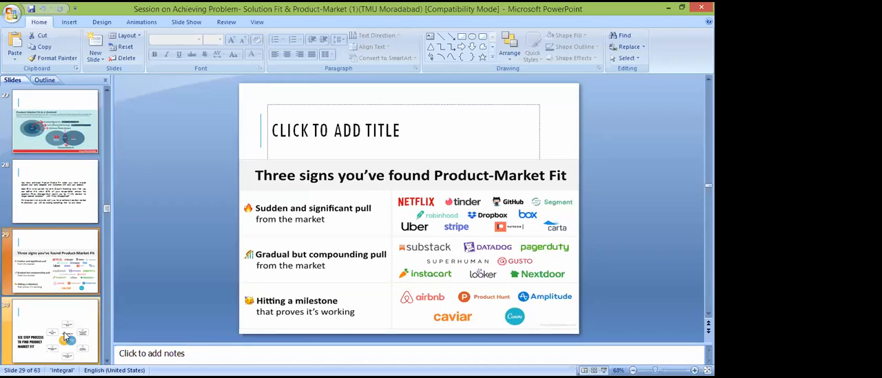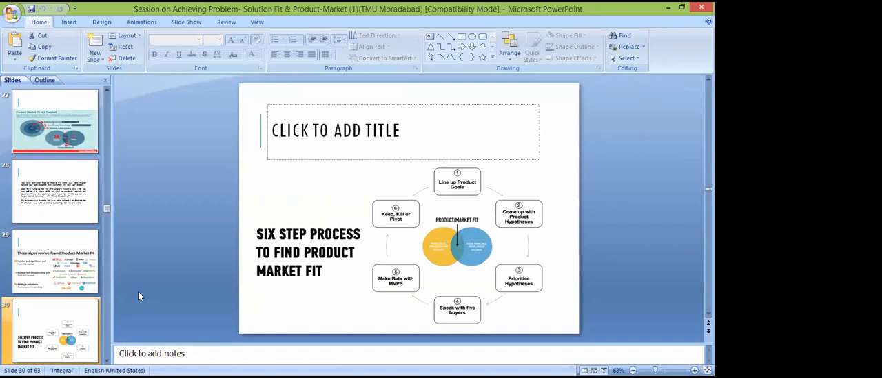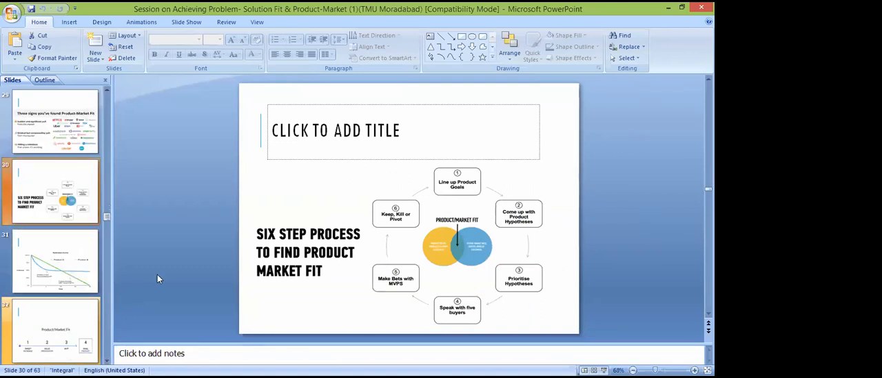Next. If you look at the important six steps during any startup, during any product market fit, you have to line up your product goals, come up with product hypothesis, prioritize hypothesis, speak with five buyers, make bets with MVPs, keep, kill, or pivot.